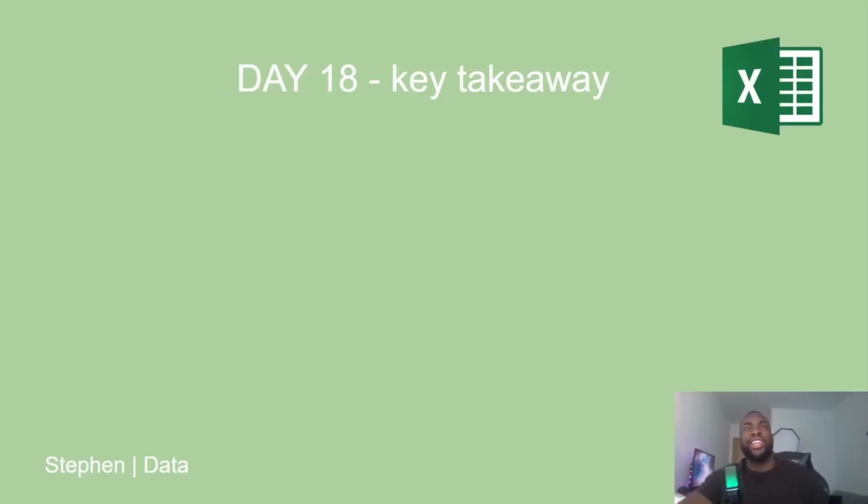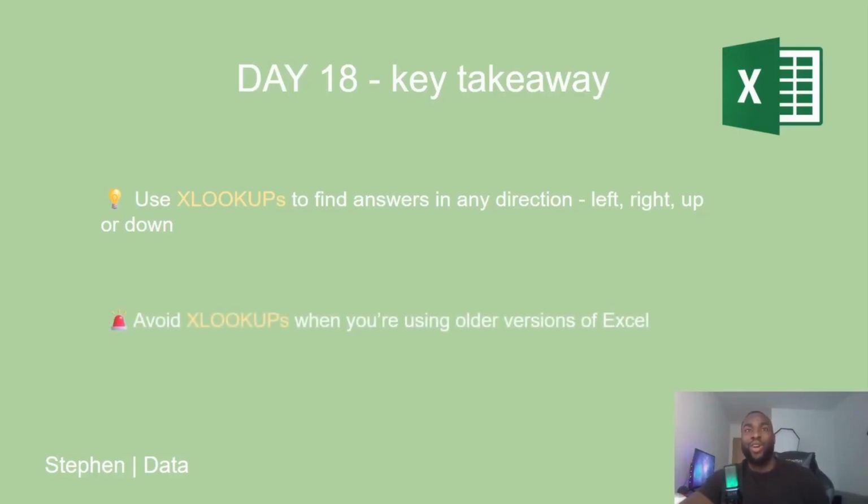So, what are the key takeaways for day 18 for XLOOKUPs? Use XLOOKUPs to find answers in any direction, whether that's the left of a table, the right of a table, or up a table, or down a table. And avoid XLOOKUPs when you're using older versions of Excel. Well, to be honest, XLOOKUPs are not available in older versions of Excel. So anything before 2016, you're probably not going to find XLOOKUP functions. So in these cases, just stick to VLOOKUPs and index matches, and you'll be just fine.